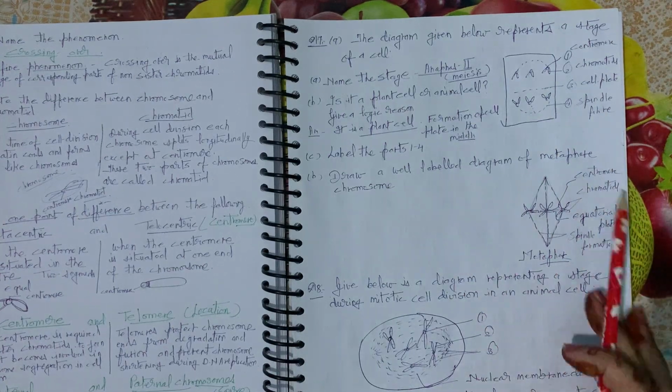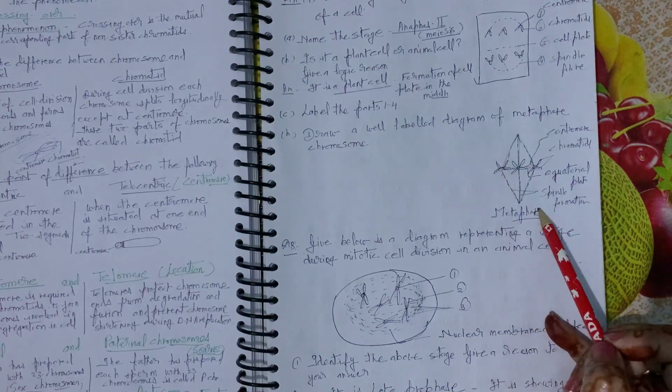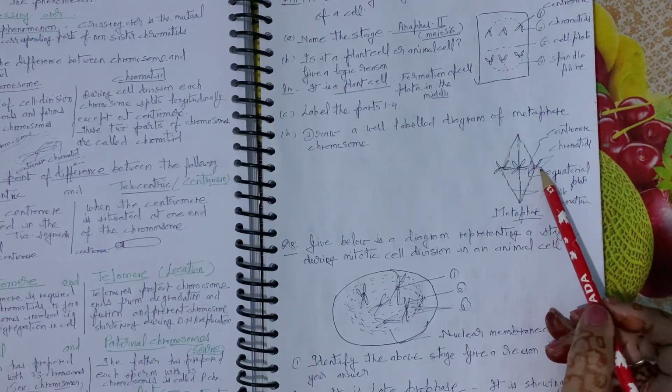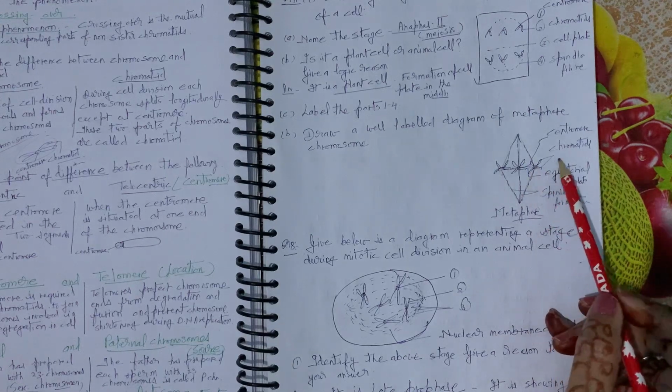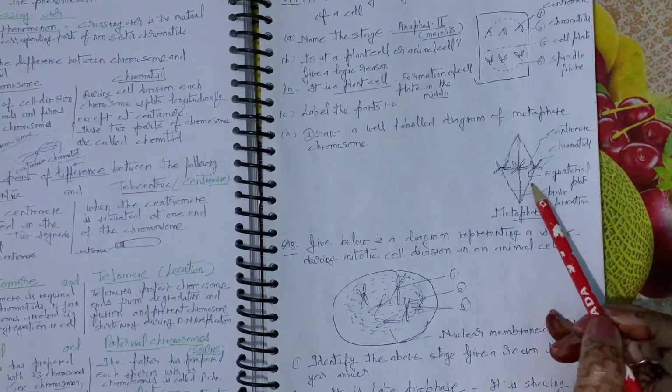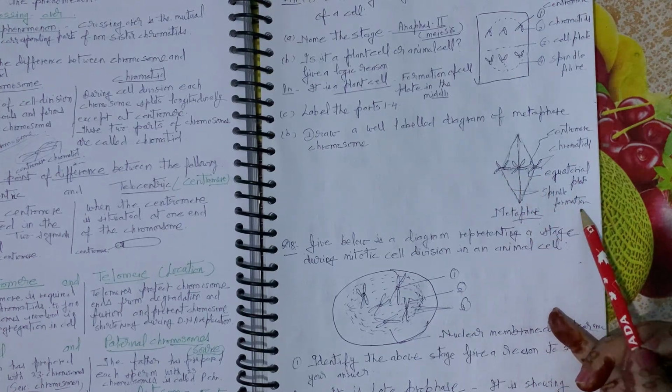Draw a well-labeled diagram of metaphase. In metaphase, all the chromosomes are lying at the center. Centromere is present, this is the centromere. They are the chromatids, these are the chromatids, and this is the equatorial plate, and these are spindle formation.